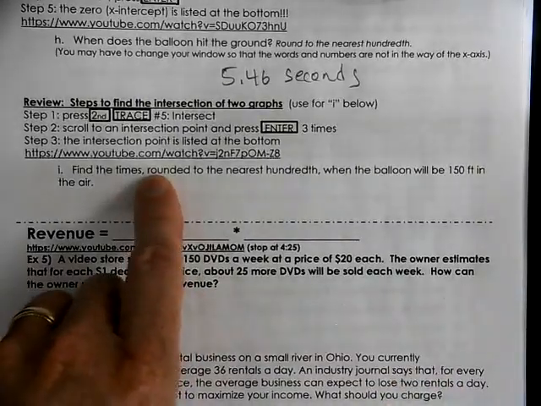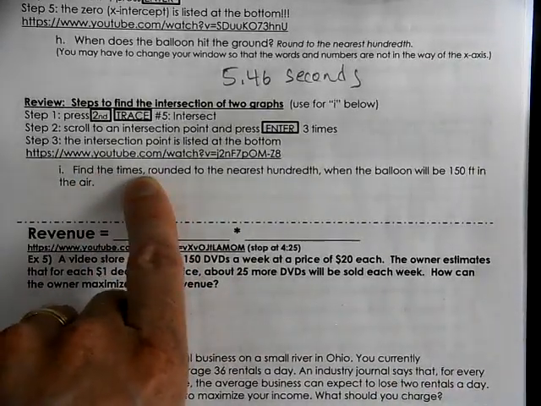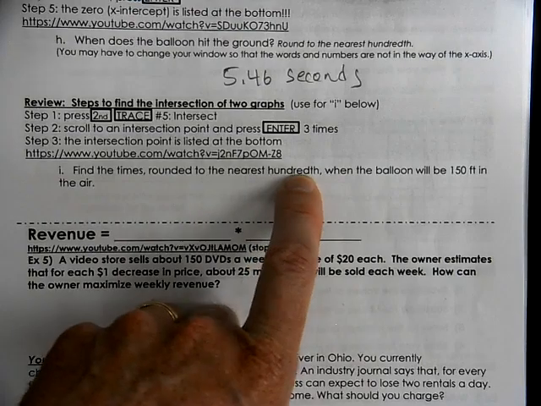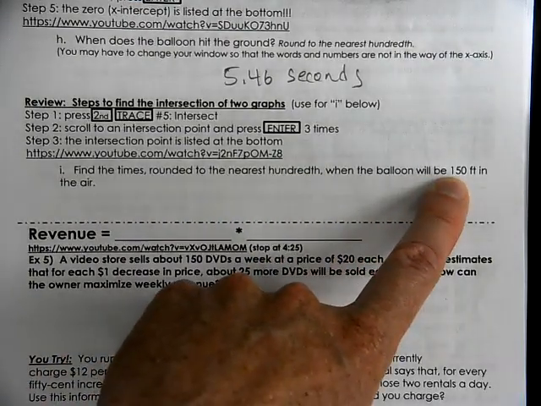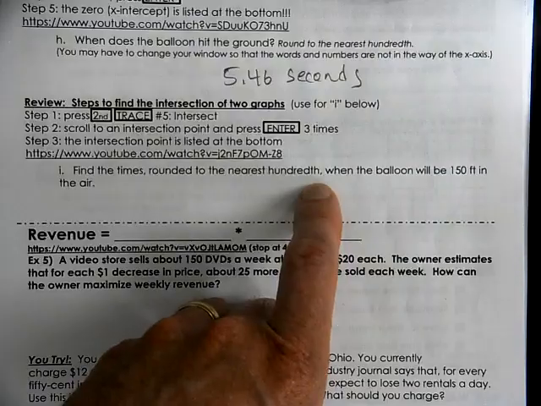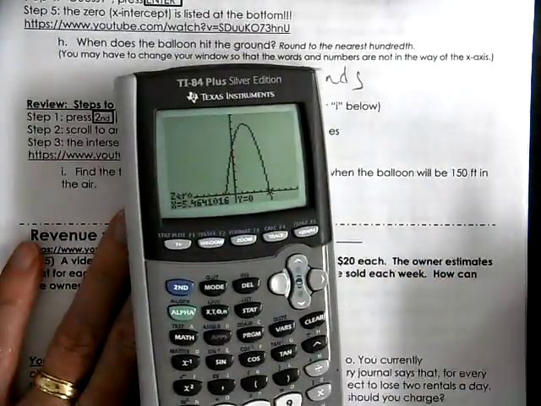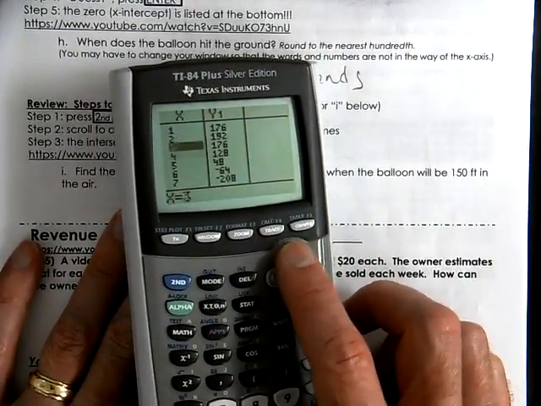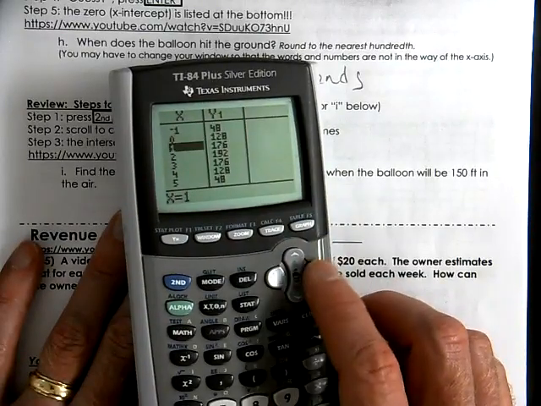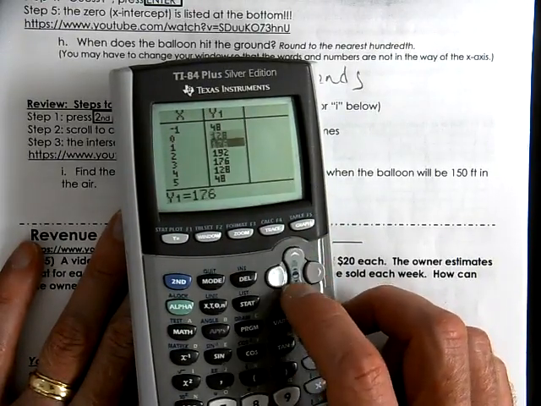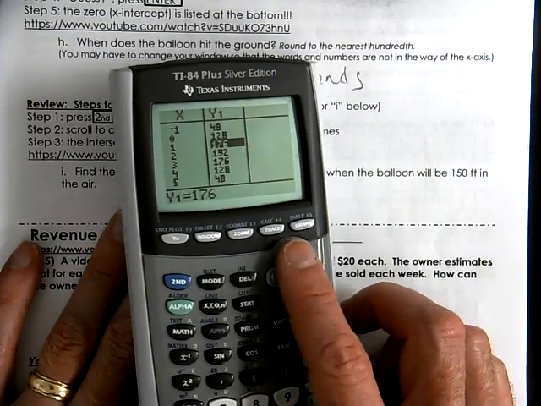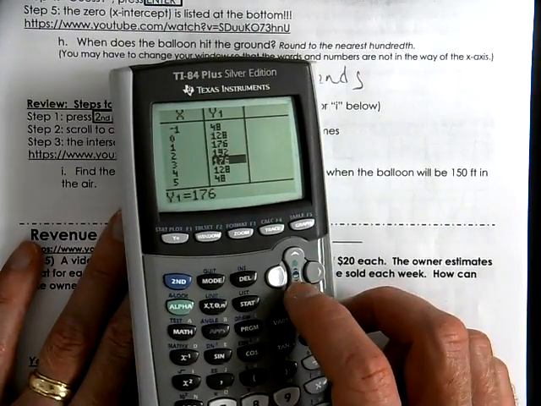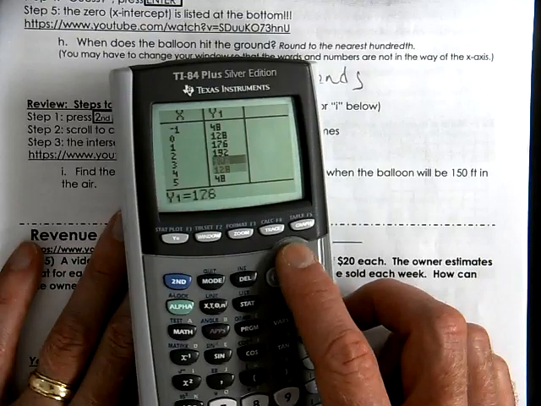And then another type of question we ask is find the times, plural, rounded to the nearest hundredth when the balloon is 150 feet from the air. Well, let's see what that means. If I go to my table, I would have 150 feet between 1 second and 0 seconds. That's my 150 feet. Then I have another 150 feet between 3 and 4 seconds.